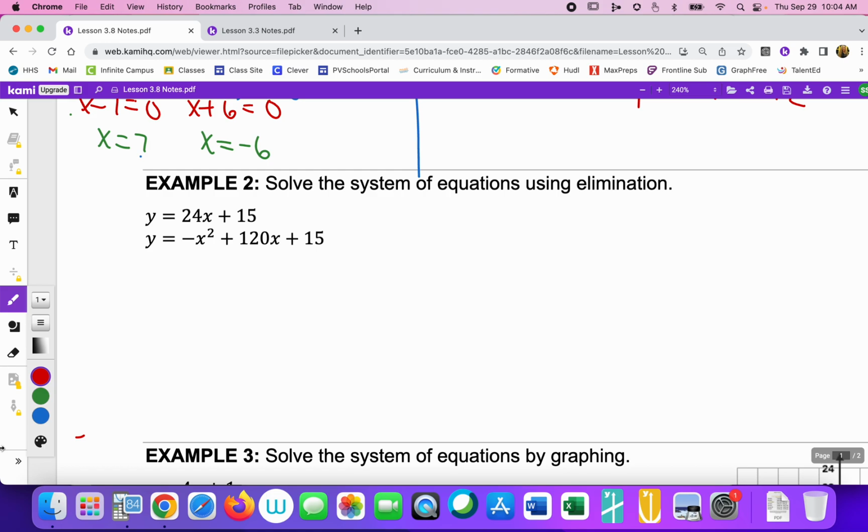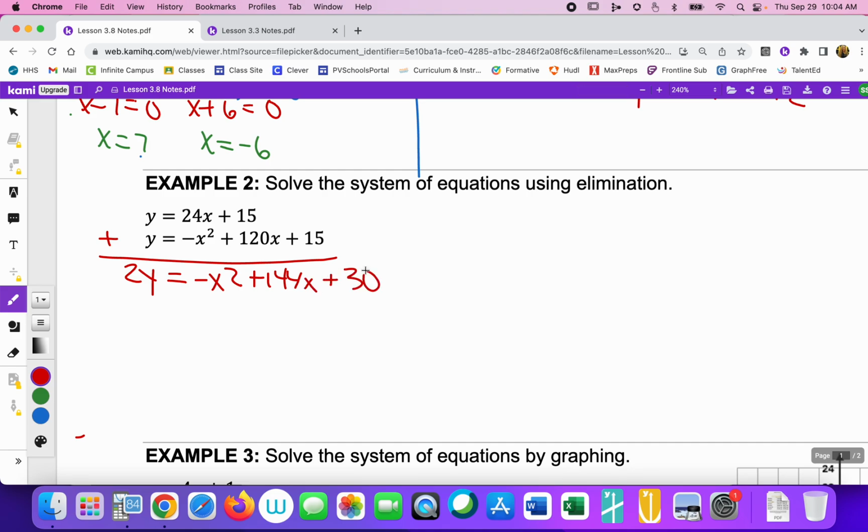Now again, I'm going to erase this in a second, but I'm going to show you why this does not work yet. Okay. Elimination, you should always be adding. Now what's y plus y? Y plus y is 2y. Okay. Now, this one doesn't have any like terms, so nothing plus -x squared is -x squared. What is 24x plus 120x? 144x. And 15 plus 15 would be 30.